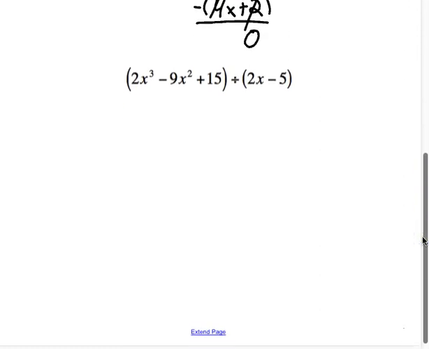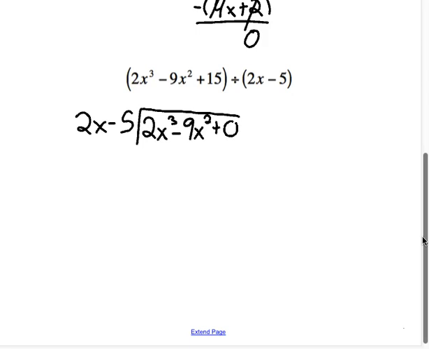So let's focus on our next one. So I have 2x minus 5 dividing 2x cubed minus 9x squared. There's no x term, so remember I need to have a 0x there. And 15. Remember, any wholes, any polynomials, need a 0 there to hold that spot. And now I start the process all over.